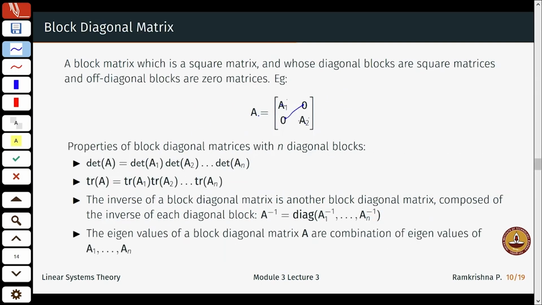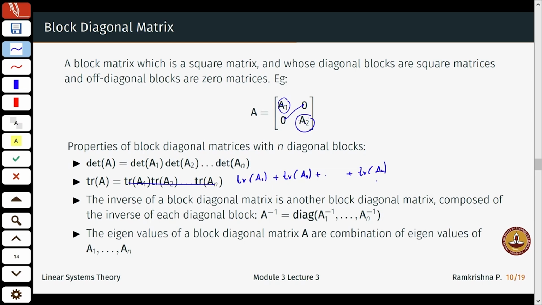Okay. So, once I have block diagonal matrices, they have some neat properties again. The determinant of this matrix A would be the determinant of A1 multiplied by the determinant of A2, and so on if I have n blocks. And similarly the trace will just add up. Sorry, there is a little typo here. So, this is trace of A1, trace of A2, so on until trace of An. Again, these are all very easy to verify.